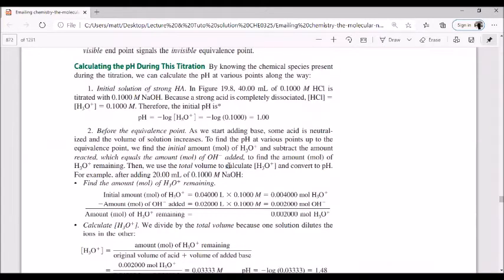Okay, calculating the pH during this titration. By knowing the chemical species present during the titration, we can calculate the pH at various points along the way. First point is at initial, meaning before adding the strong base. Okay, the initial solution of strong acid here. In this case, Figure 19.8 just now.